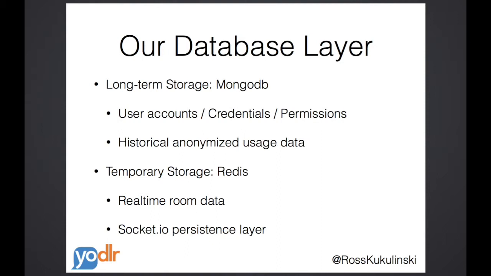We have premium user accounts that have credentials and permissions. We want to store historical anonymized data about how people are using rooms, how many files they are uploading, and how much they are actively talking. So we need a persistent place to store all of that. We've been using MongoDB for that persistent storage layer. And then we've been using Redis as the temporary storage of the current real-time room information, as well as the Socket.io performance or persistence layer.